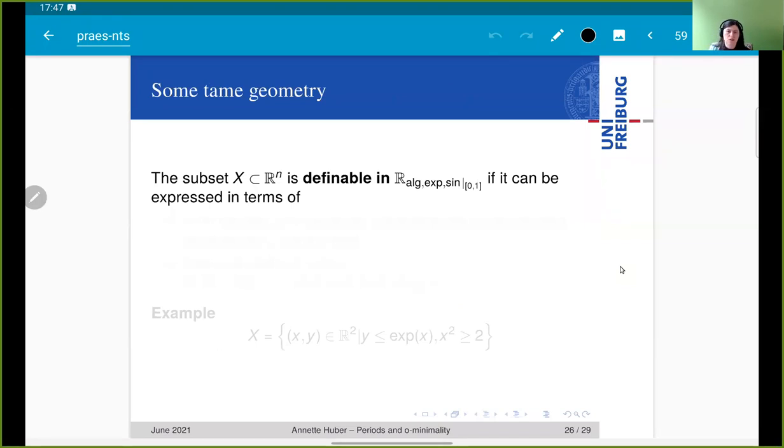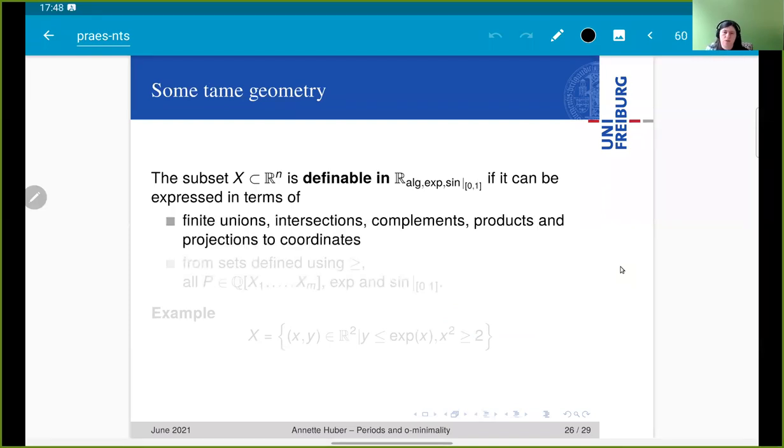Let me tell you just a little bit about o-minimality. What does it mean for a set to be definable in this structure that I can't pronounce? It means that the set can be written in terms of Boolean operations. So you're allowed finite unions, finite intersections, taking complements, products, that type of operation. You're also allowed to take images under projection to coordinates. And then the interesting part: the basic building blocks for the definition are polynomials, again with Q coefficients. But now in addition to semi-algebraic geometry, you're also allowed to use the real exponential function, and you're allowed to use the sine function restricted to some compact interval, for example the sine function restricted to the interval 0, 1.